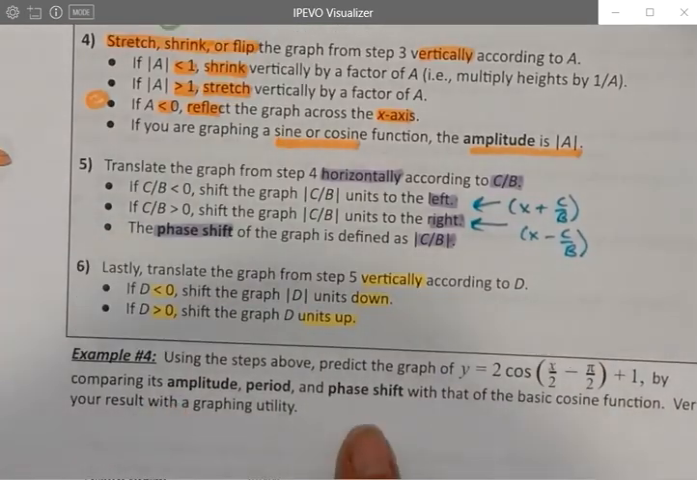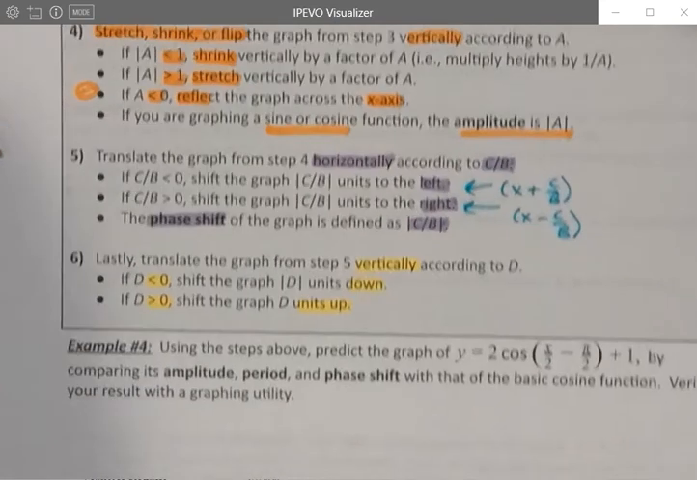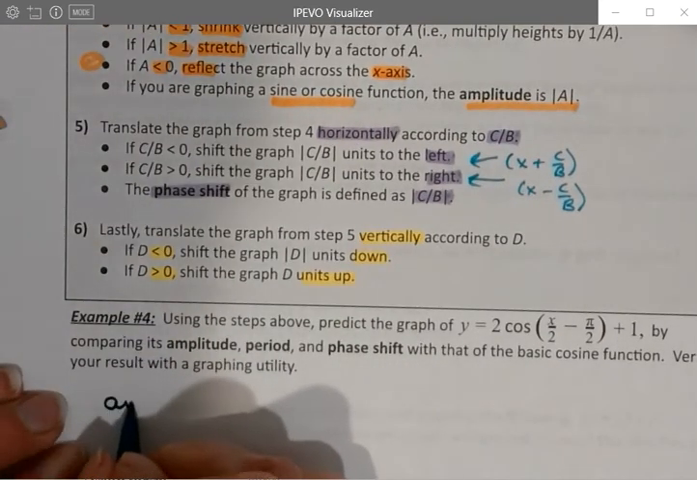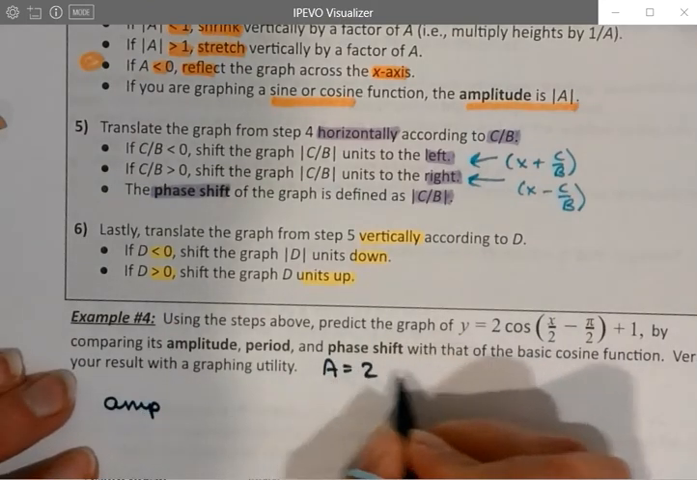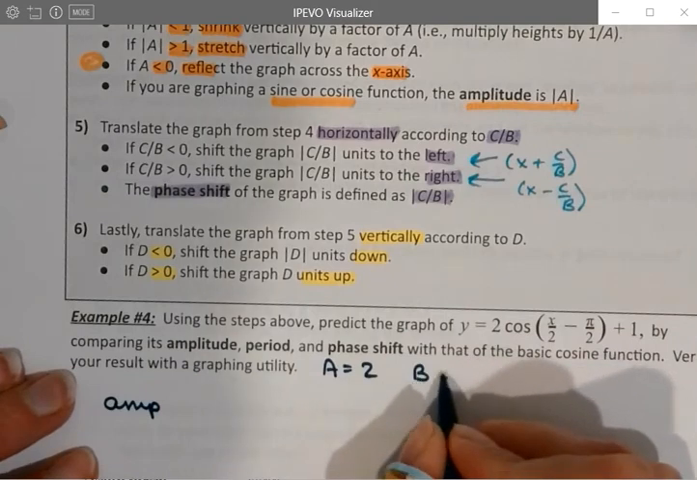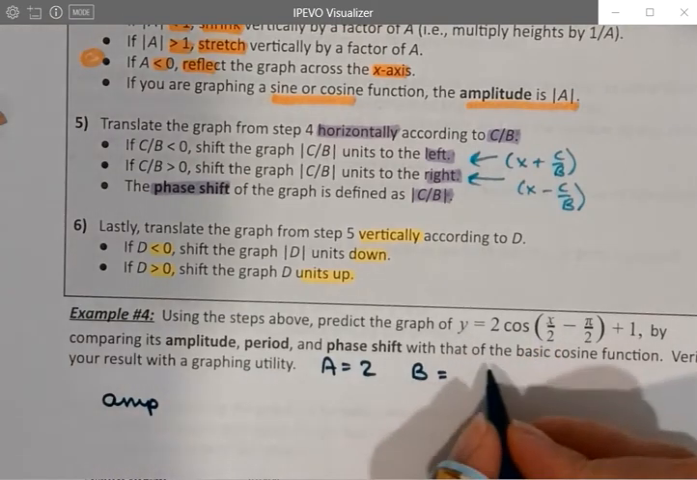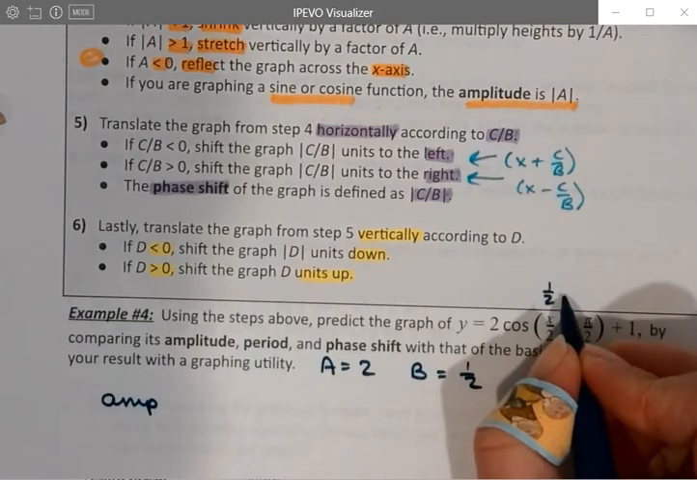Thankfully, they didn't ask us for x-intercepts because those are not on this list, and they're much more complicated to find than just the translations. I can find them if I have to, but in the meantime, let's find the things that are asked for here. We just want the easy things to find from A, B, C, D. So A is 2. B is, because it's not factored out, 1/2, because you have to see it as a coefficient. So this is 1/2 times x.